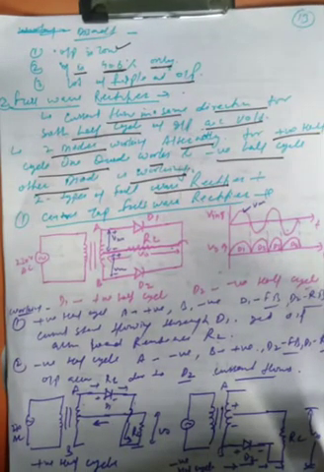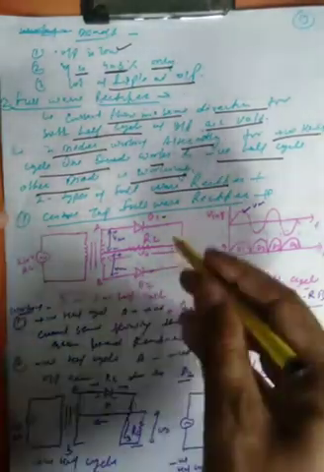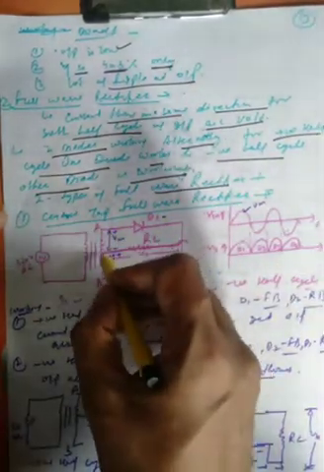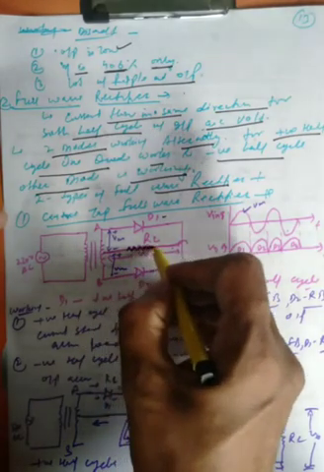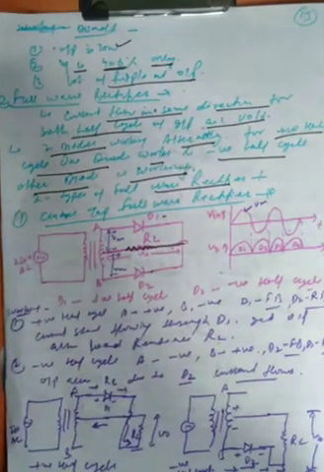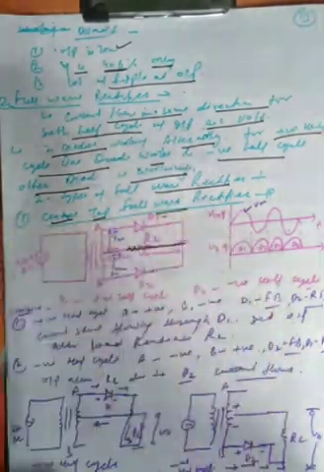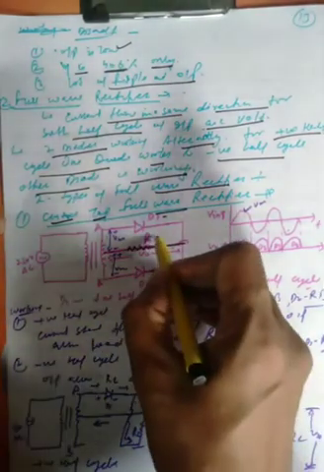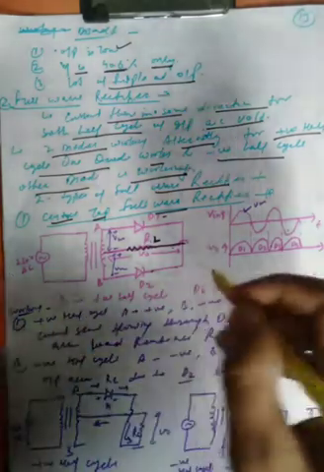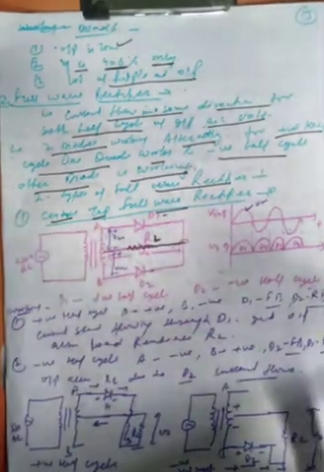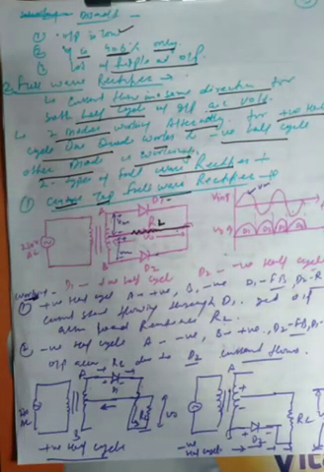In the center tap full wave rectifier, what happens? We use two diodes, D1 and D2, and center tap means the output load is connected at the center of the transformer. That's why it is known as the center tap full wave rectifier. We get the output at the center of the transformer. Now we will study the working of the center tap full wave rectifier.